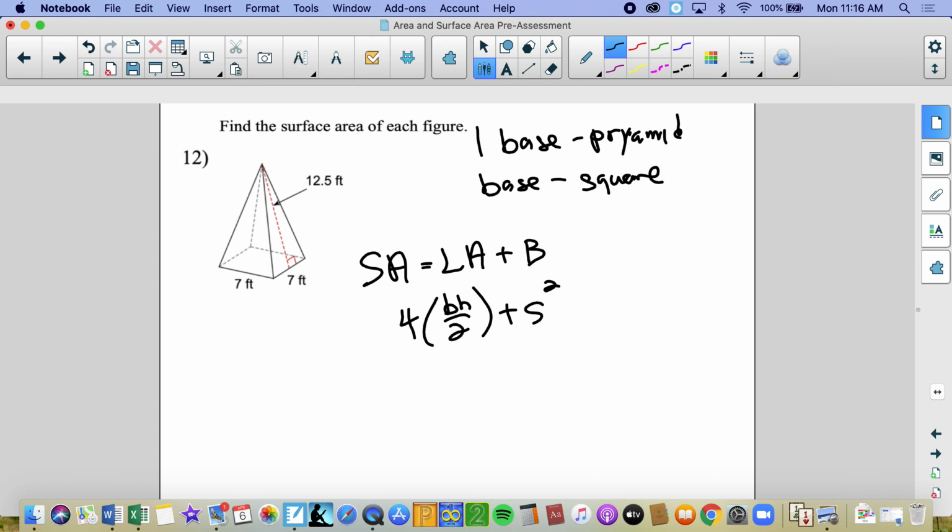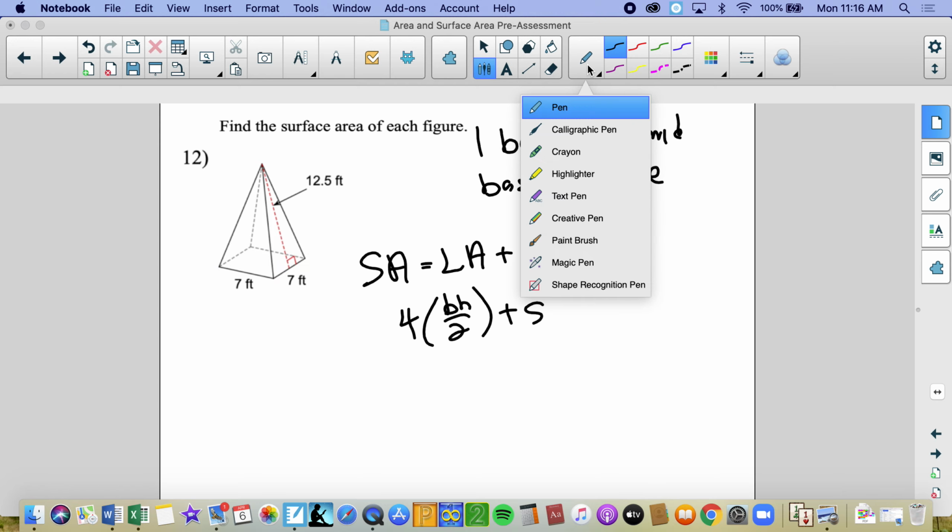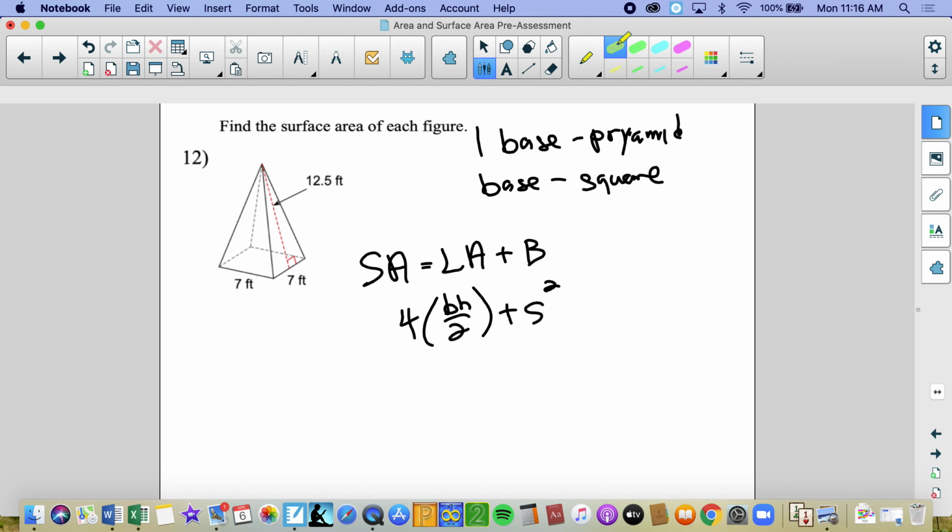So let's erase this. So what I see here is I have this triangle right here. That's one of the faces. I have another one right here. And then I have another one on the back side, back here. And then I've got one that would technically be on the left side. And then I have one in the way back. So I have 4 triangles that are identical.